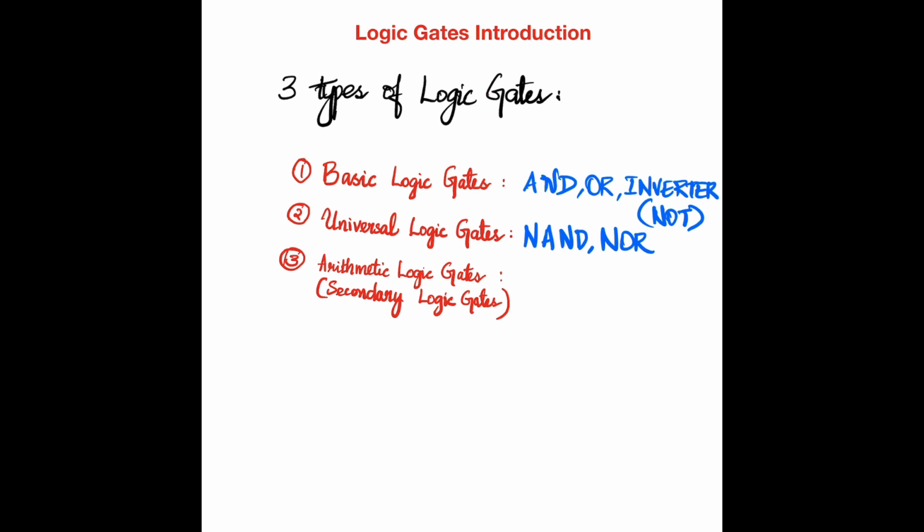The arithmetic logic gates are XOR gate and XNOR gate. These gates are called arithmetic logic gates because they can be used in arithmetic operations.